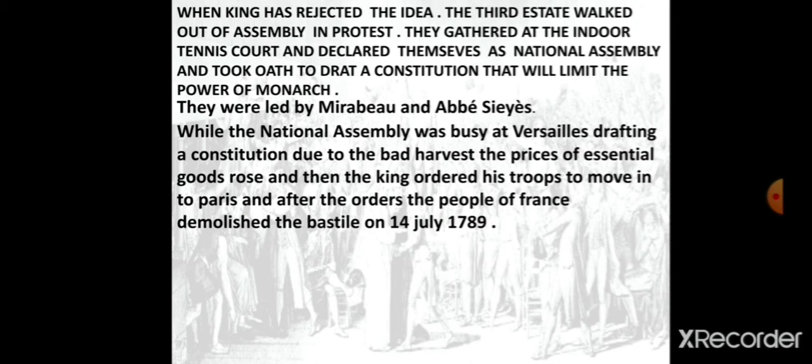In this process, the king ordered his troops to move to Paris, and people understood that the king had ordered the troops to open fire on the people. That is why, to retaliate and protect themselves, the people started to raid offices, police stations, and palaces in search of ammunition. And in this process, the people of France demolished the Bastille on 14 July 1789.